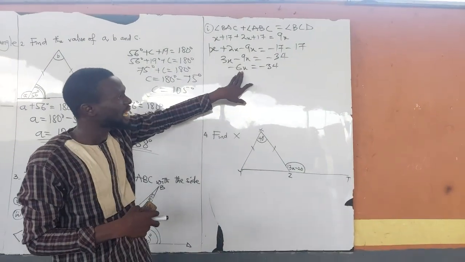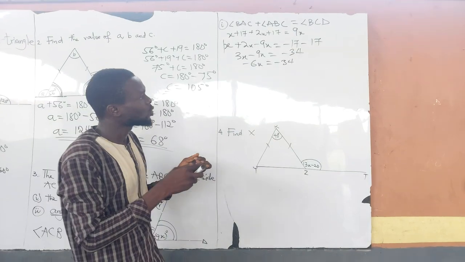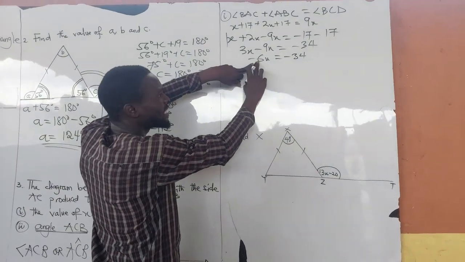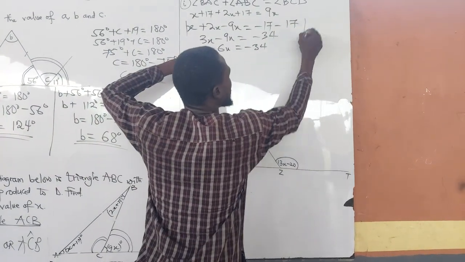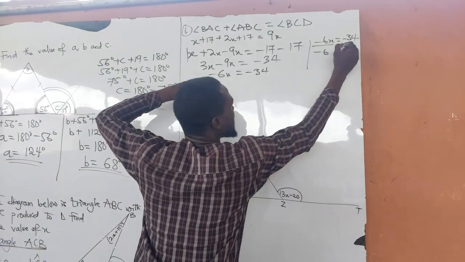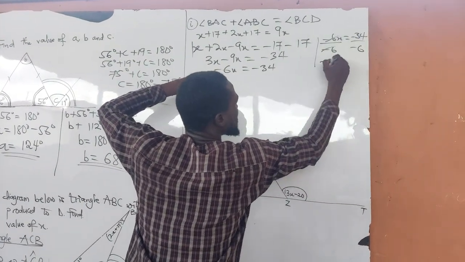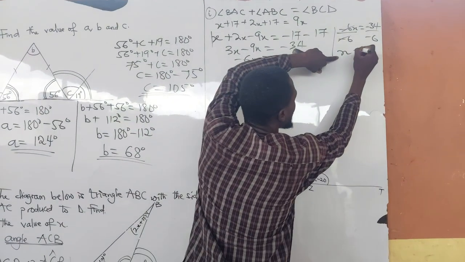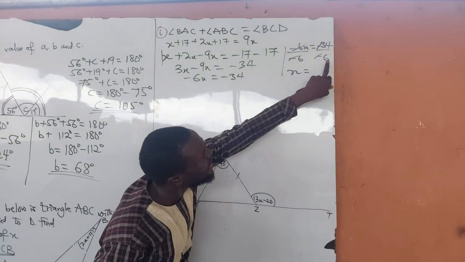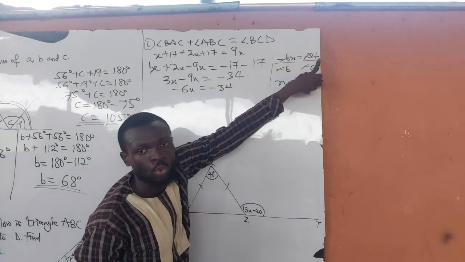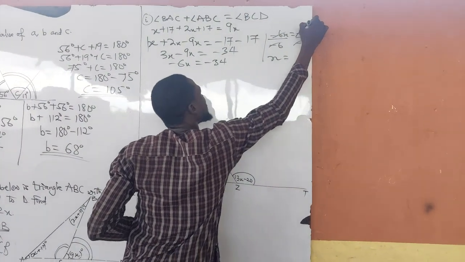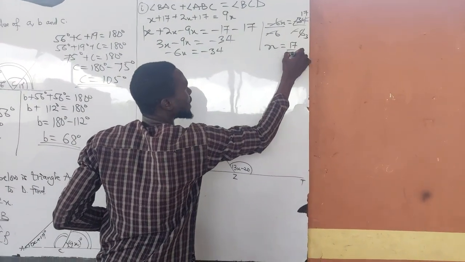From here, our interest is to get X to stand alone. So getting X to stand alone, we are going to divide both sides by what? Negative 6. So we have negative 6x is equal to negative 34. Divide by negative 6, divide by negative 6. This will cancel out. So you have X is equal to, the negative will cancel out the negative. Now what can cancel this and cancel this? 2. So 2 here 3, 2 here 17, giving you 17 over 3.